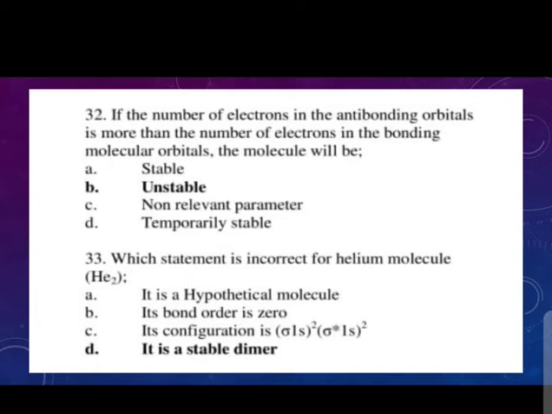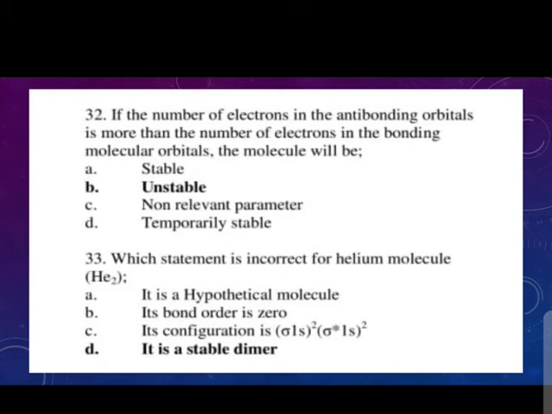Moving to our next question. If the number of electrons in the anti-bonding orbitals is more than the number of electrons in the bonding molecular orbitals, the molecule will be. So our options are A. Stable, B. Unstable, C. Non-relevant parameter, and D. Temporarily stable. So our correct option is B. Unstable.